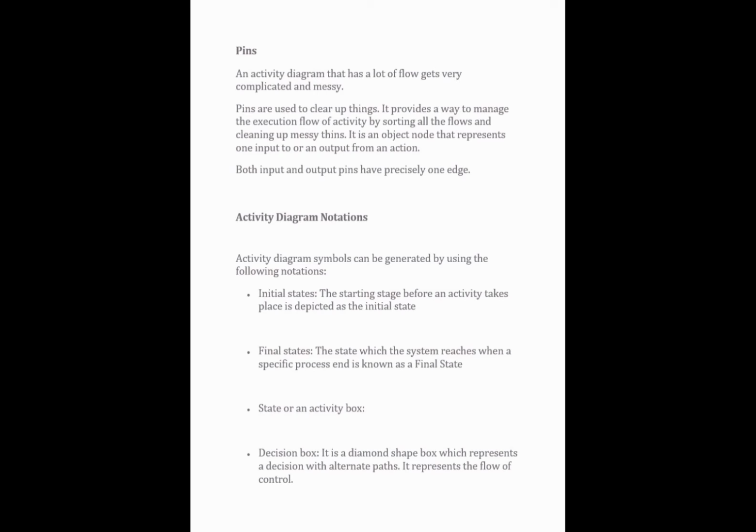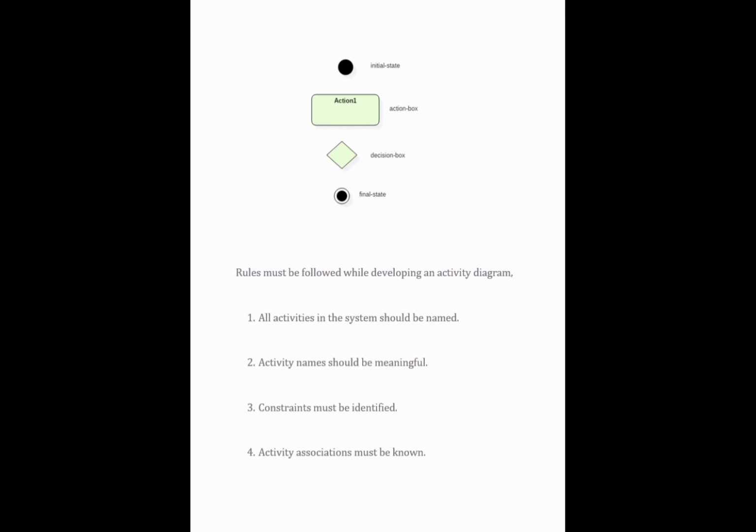Activity diagram symbols can be generated by using the following notations. Initial state. The start state before an activity takes place is depicted as an initial state. Final state. The state which the system reaches when a specific process ends is known as a final state. Next, the activity box. Last one is the decision box. It is a diamond-shaped box which represents a decision with alternate paths. It represents the flow of control. You can see the notation in this picture.